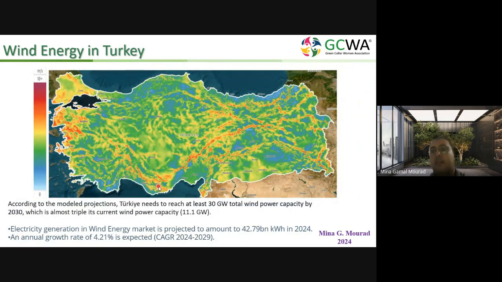About Turkey, the country will invest in wind energy. However, by comparison between the two countries, most of Turkey's regions have lower wind velocity relative to Egypt, but the government will invest in wind energy farms in Turkey. They need about 30 gigawatts of total wind power capacity by 2030. But now about 11 or 12 gigawatts are already installed according to different references.